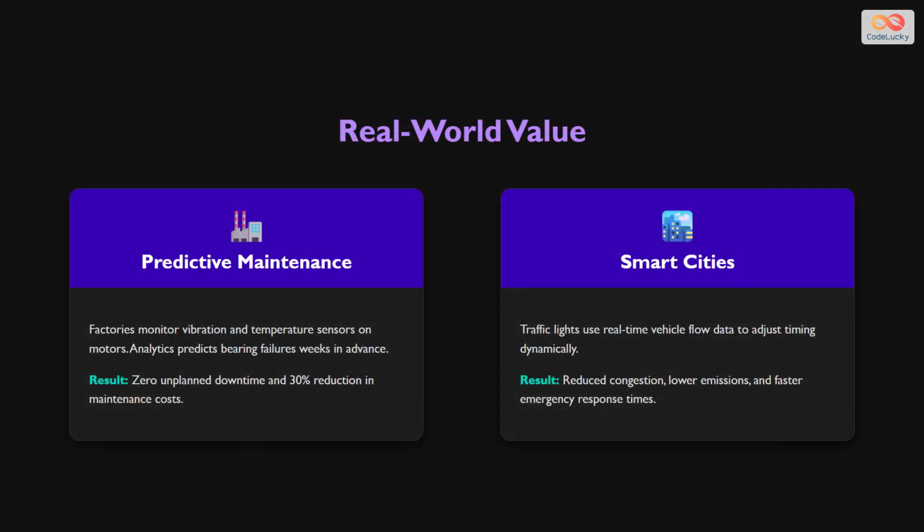Let us see this in action. In predictive maintenance, factories monitor vibration sensors to predict failures before they happen, saving costs. In smart cities, traffic lights use real-time flow data to adjust timing dynamically, reducing congestion and emissions. These are real results driving real value.